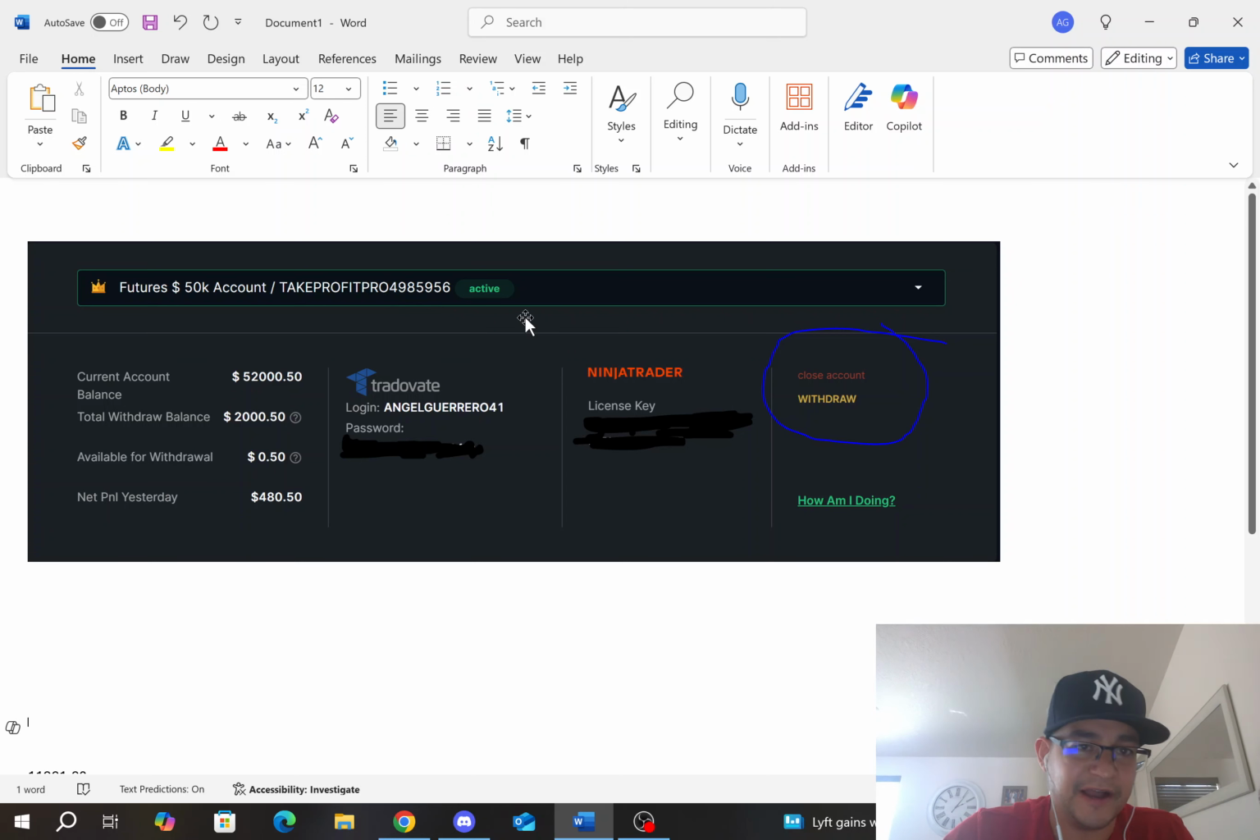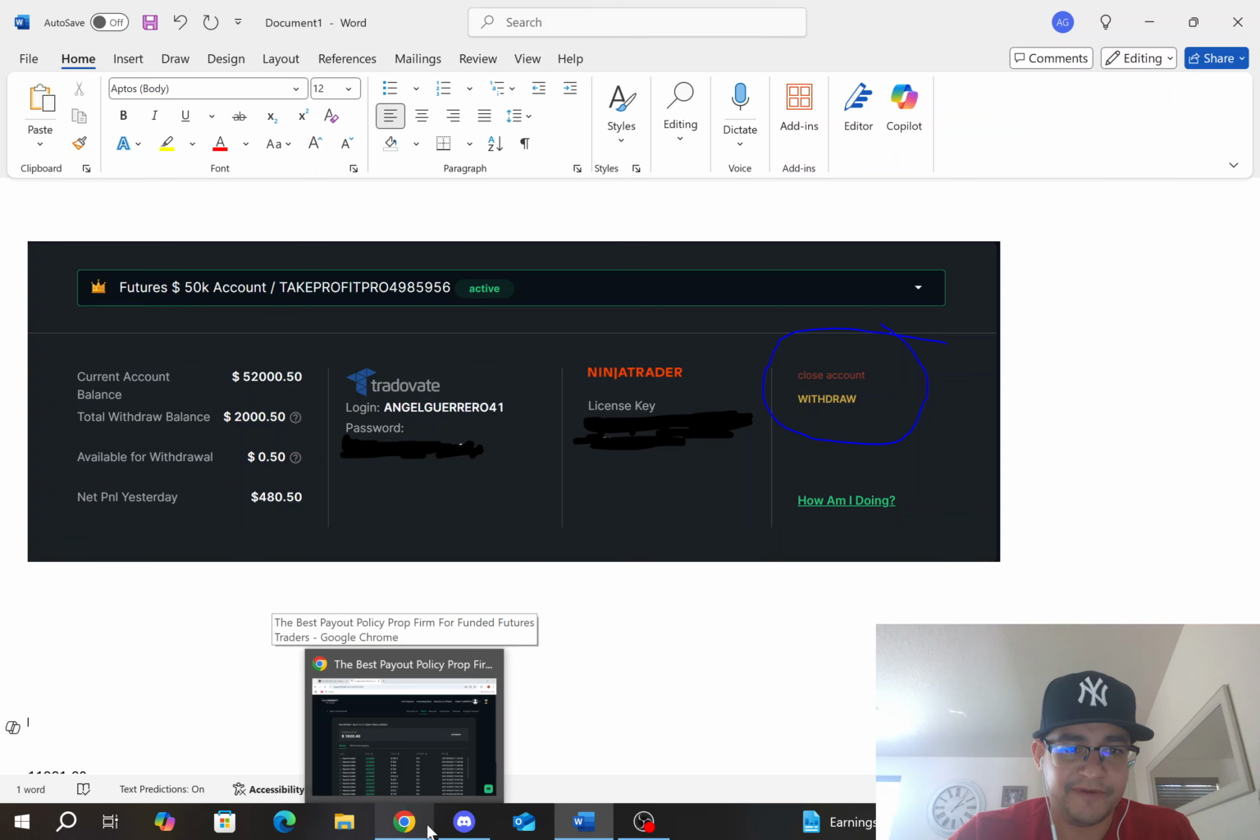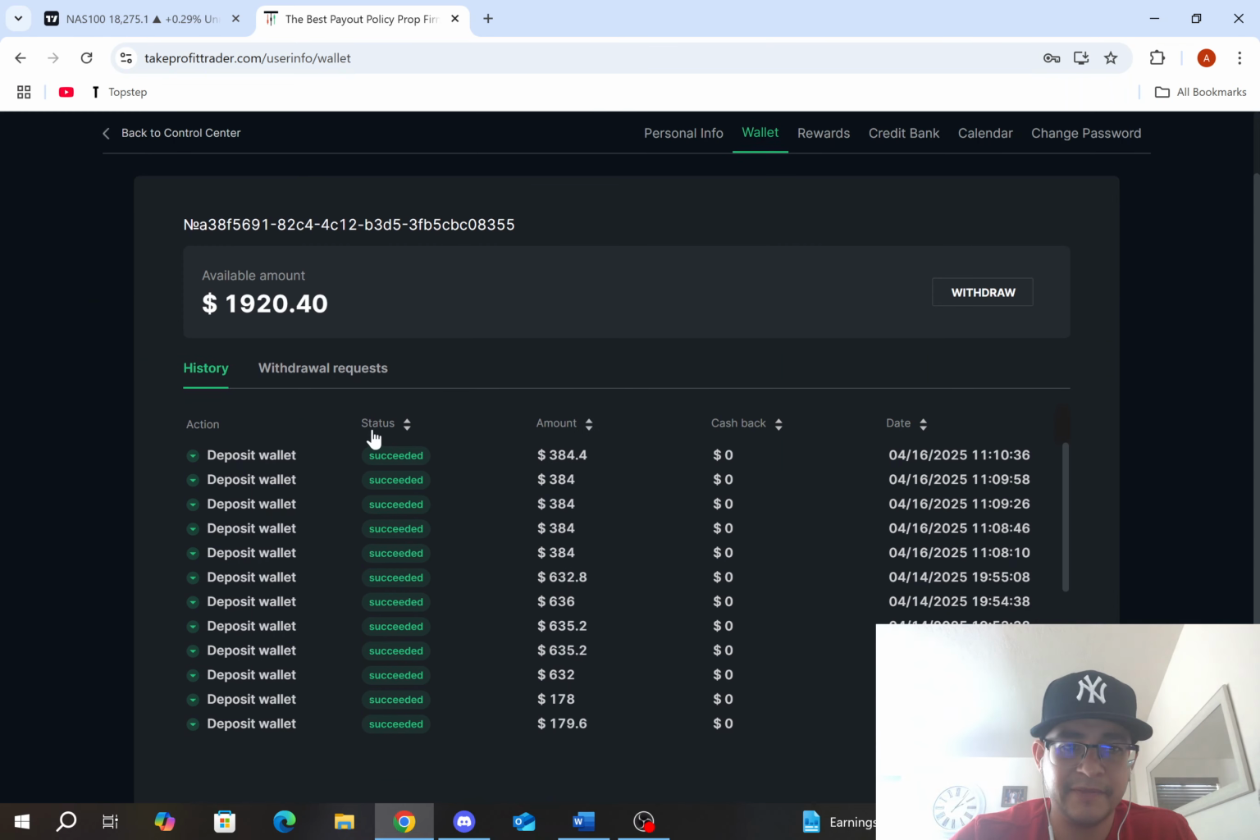I obviously have 5 Take Profit Trader accounts, all of them 50K funded accounts, and I left 50 cents in here that I was able to withdraw just so I can show you where the button is at. So this is what you're going to see on your front screen, and this is what you press, and you just press withdraw. And as you can see, there was $480.50 that I was in profit, that I was able to withdraw yesterday, and that's multiplied by all 5 accounts here, and you can see that it came out to $384.40.